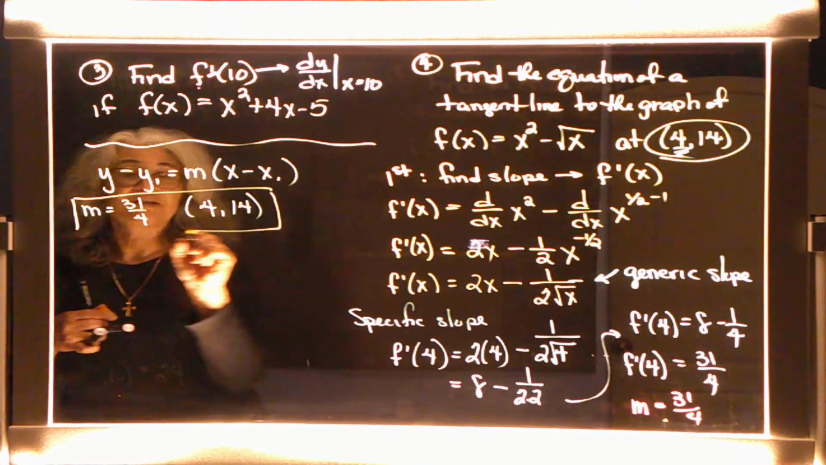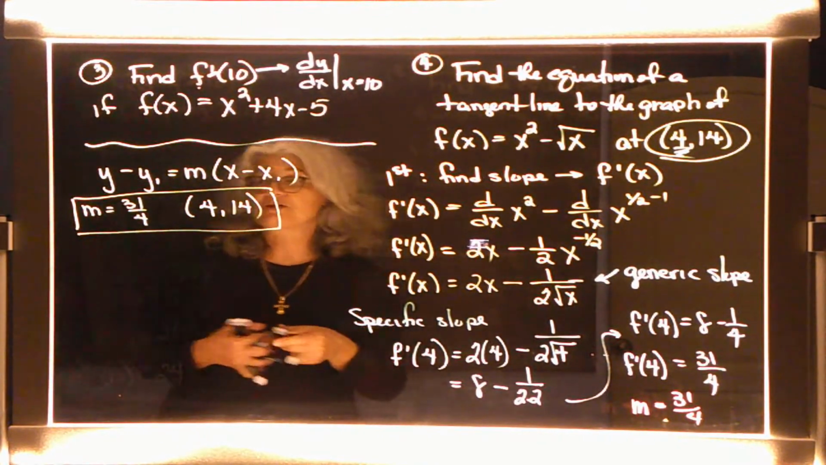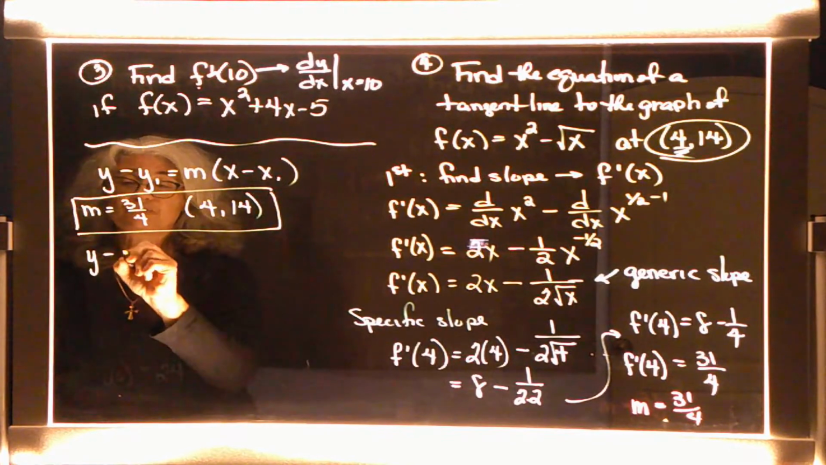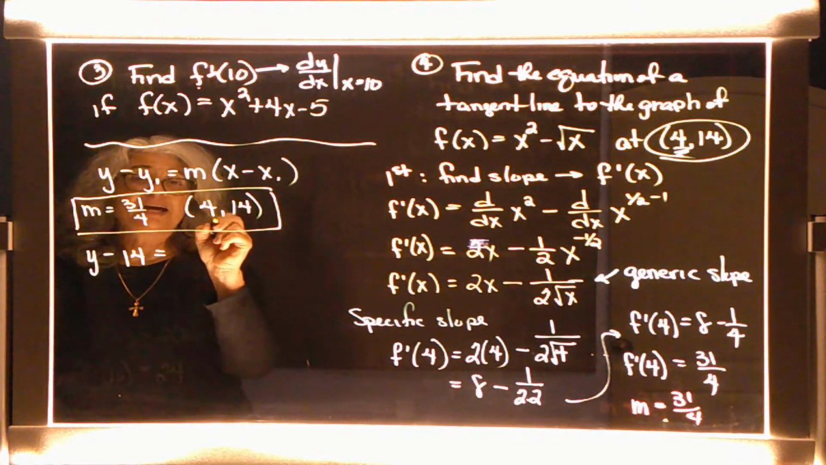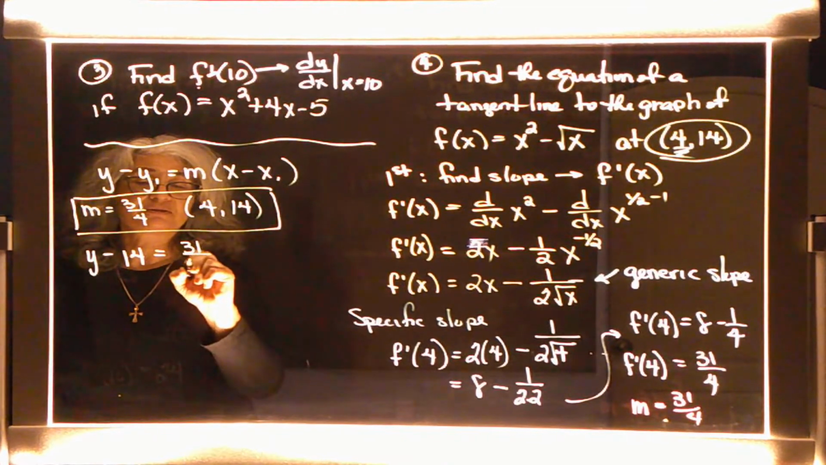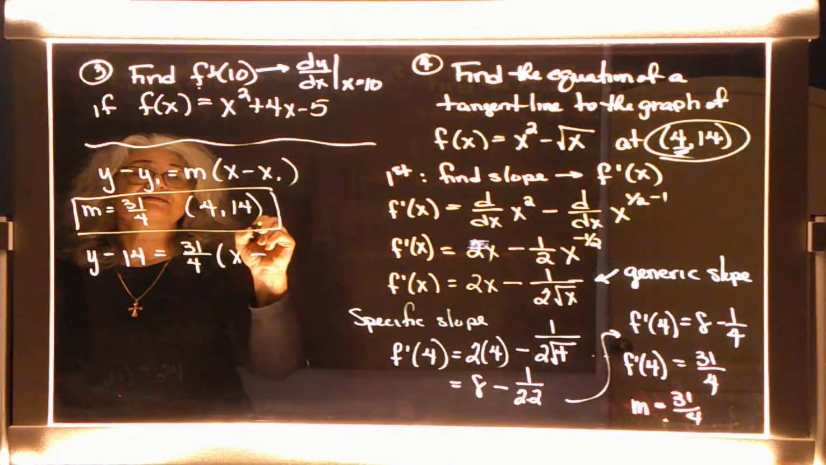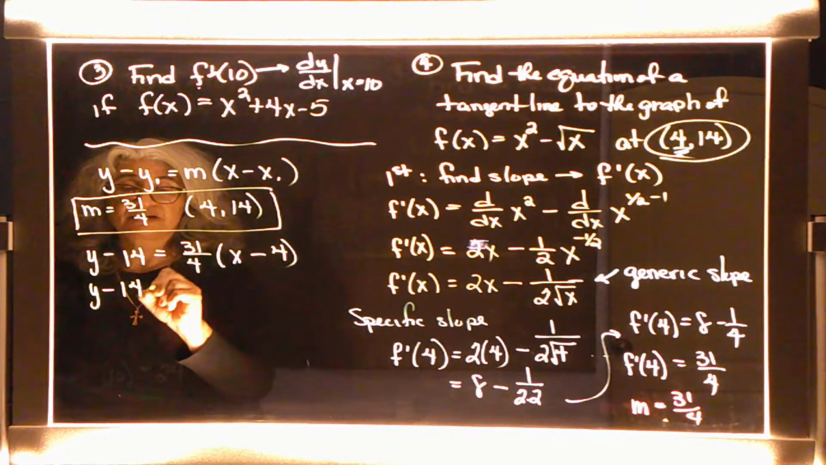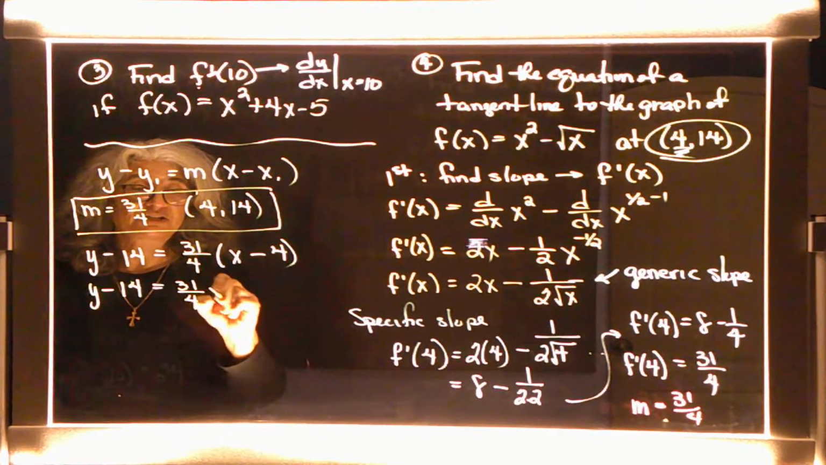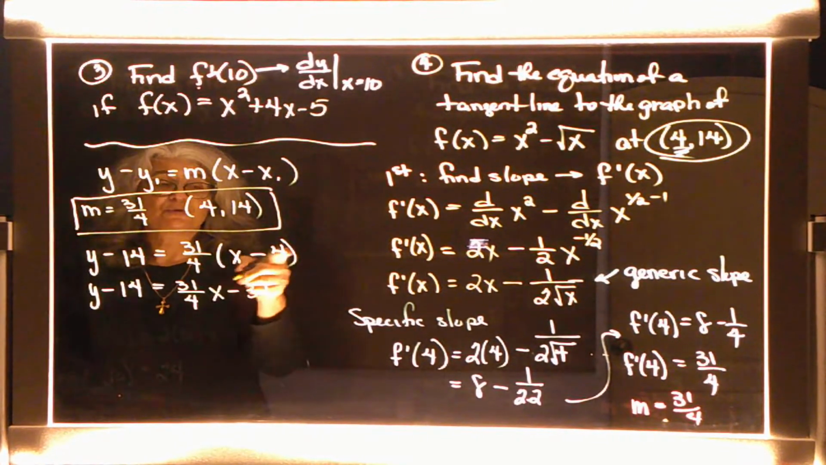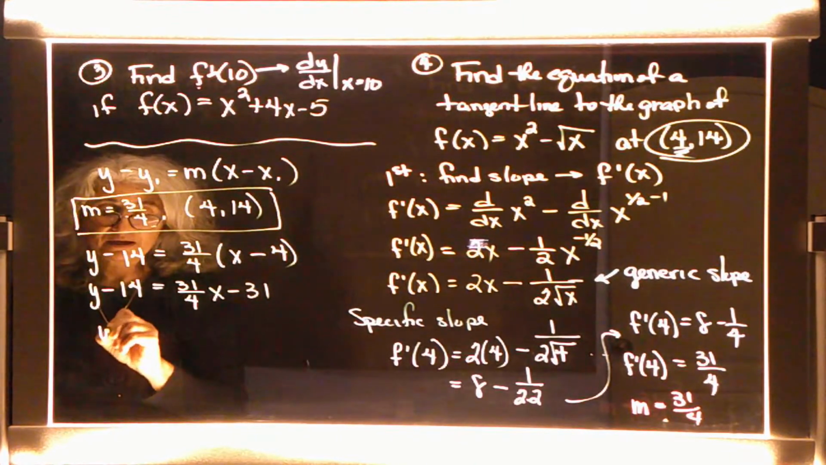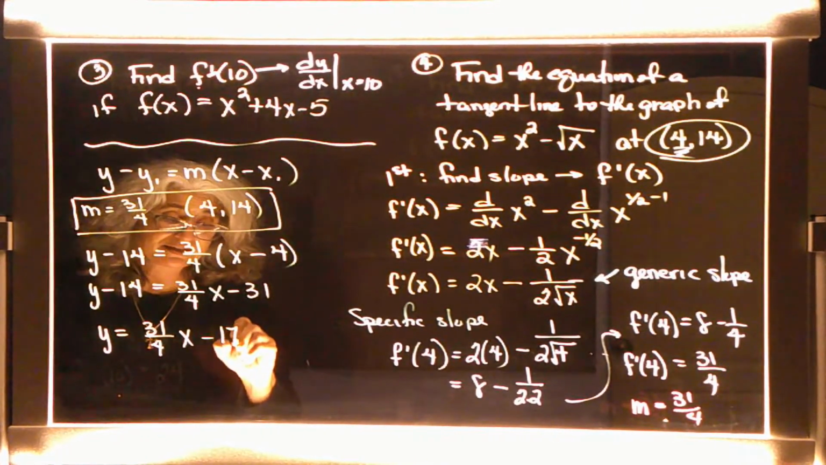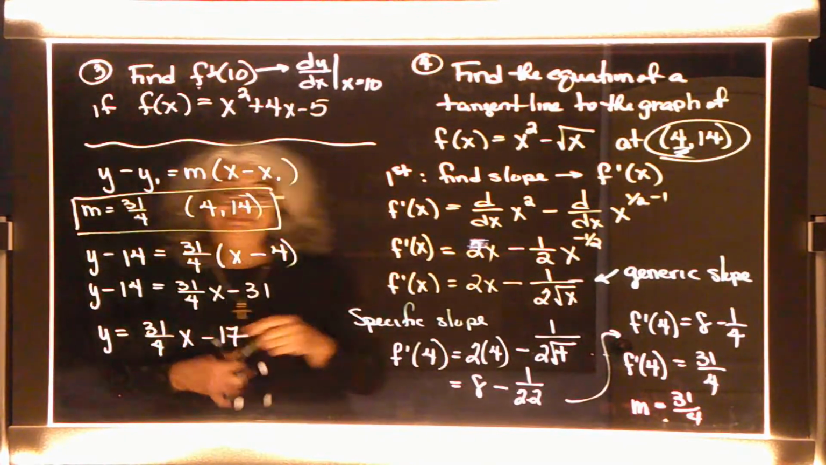And now we're simply going to plug this information into the point-slope form. So tell me what to write. y minus, good, 14, because that's the y, equals m, which is 31 over 4, times x minus 4. Excellent. Good job. Okay, so you guys are remembering how to find the equations of lines. Those 4's drop, right? Bring the 14 over. y equals 31 over 4 x minus 17. Good?